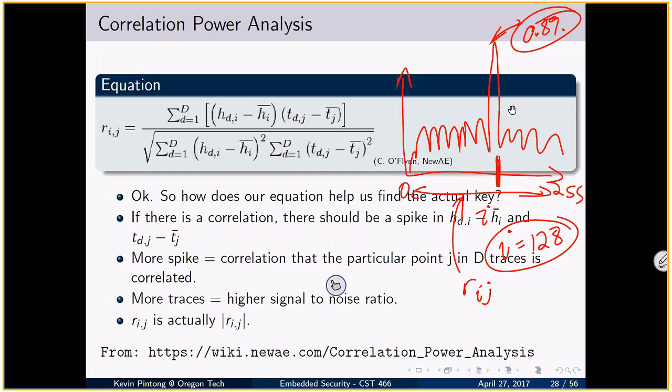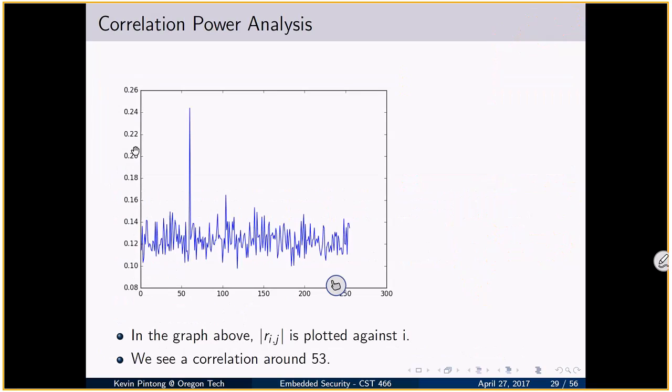So R sub ij, again, we're going to take the absolute value of that. I didn't have to draw it out because it's on the next slide. In the graph below, the absolute value of R sub ij is plotted against I. We see a correlation around 53. Again, the x-axis represents key values. Notice that it ends at 255, although I think when I plotted, I just plotted up to this point, so it calculated the x-axis on its own.